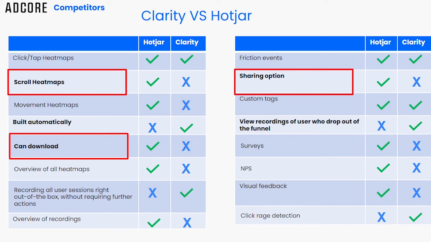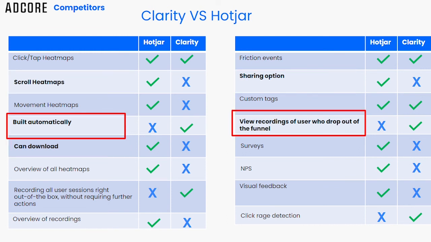In Hotjar, you get 3 types of heat maps compared to only one in Clarity. These heat maps are downloadable and shareable in Hotjar, options that are not available in Clarity. Conversely, Clarity heat maps are built automatically, and in Hotjar you have to set them manually. Second, in Clarity, you have the opportunity to watch user recordings of those who drop out of the funnel to analyze their behavior, a feature that does not exist in Hotjar.